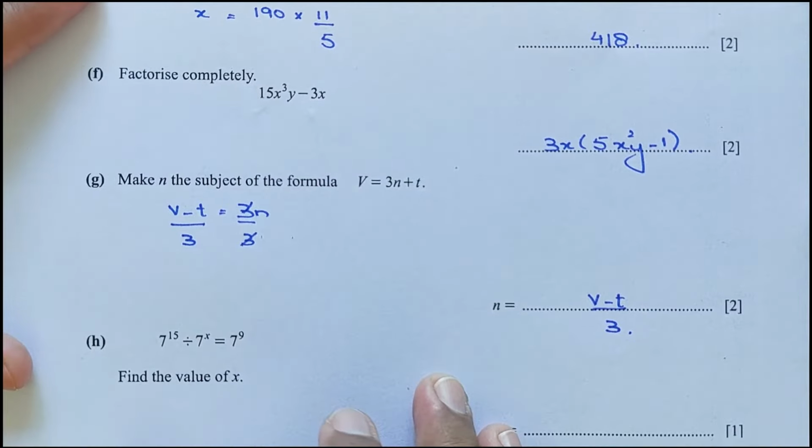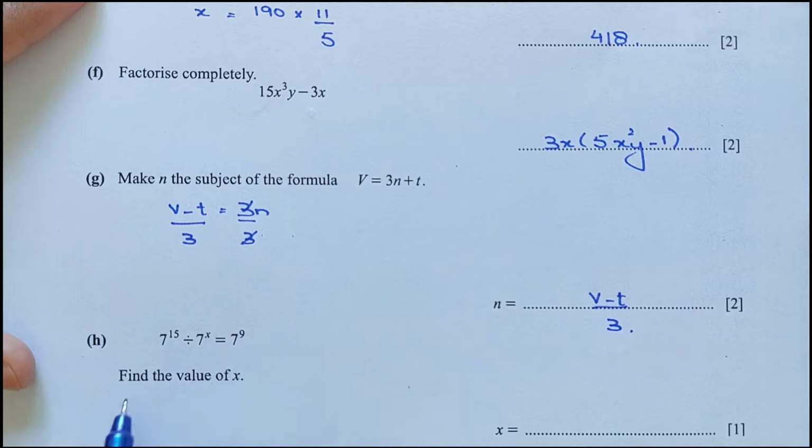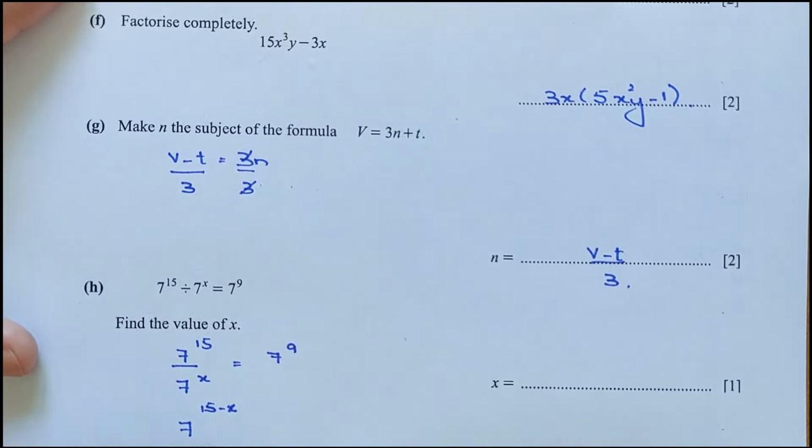Now for part H, 7 exponent 15 divided by 7 exponent x equals 7 exponent 9. Solve for x. Let me do the cross multiplication, or we can say 7 exponent 15 minus x. Shifting the exponent of x into the numerator, it becomes negative. This equals 7 exponent 9.